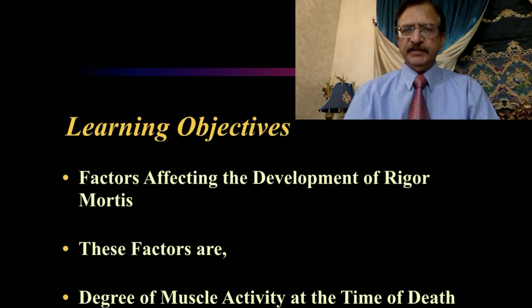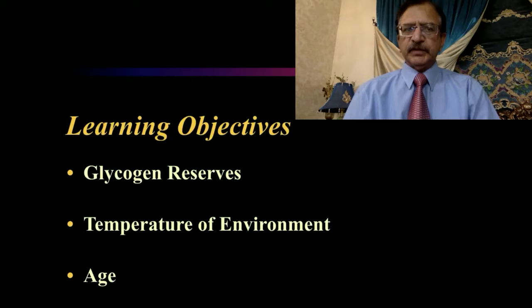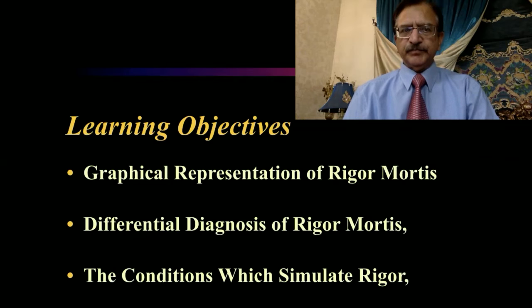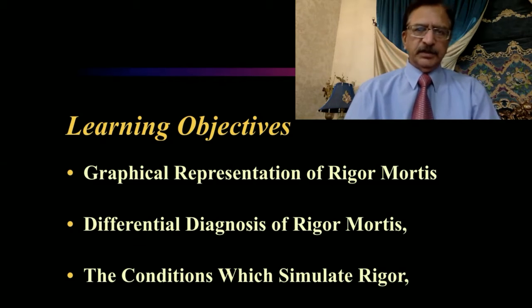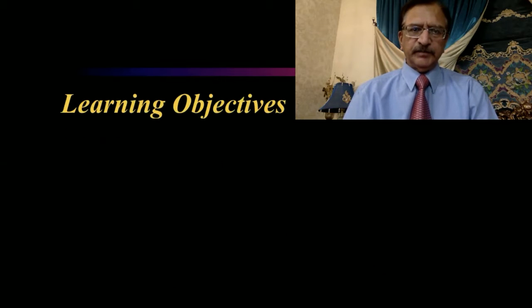Like the degree of muscle activity at the time of death, the glycogen reserves in the muscles, the temperature of the environment, the age, and the nutrition of the body are the most important factors in the development of rigor mortis. Then we will discuss the graphical representation of the rigor mortis, how the graph is plotted. Then we will discuss the differential diagnosis of rigor mortis, that is the conditions which simulate rigor mortis, and they should be distinct from the rigor mortis.